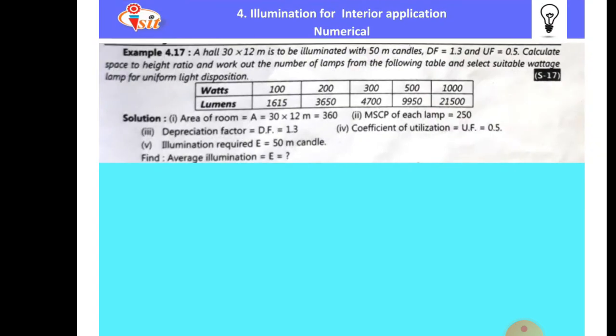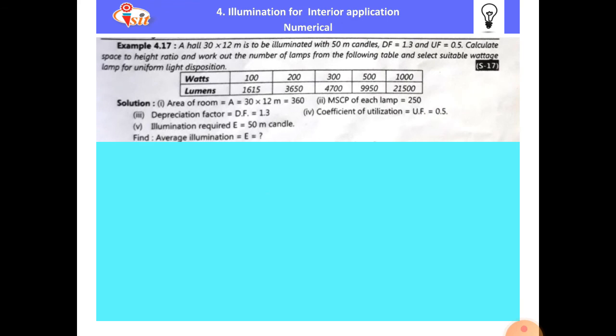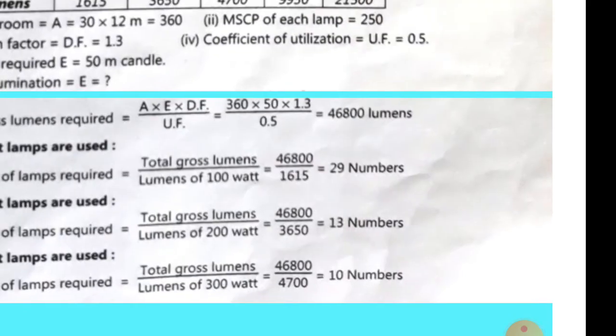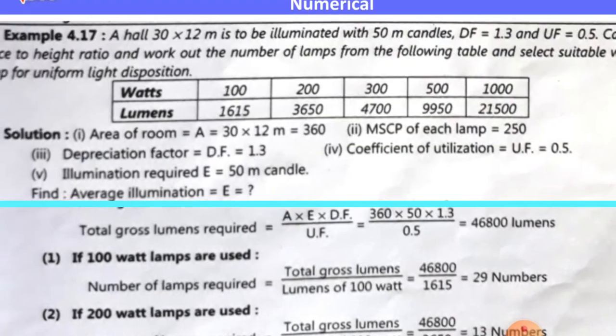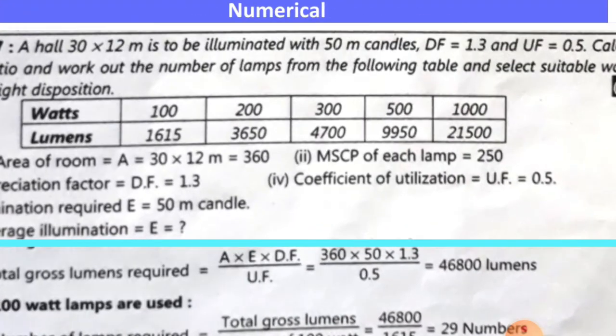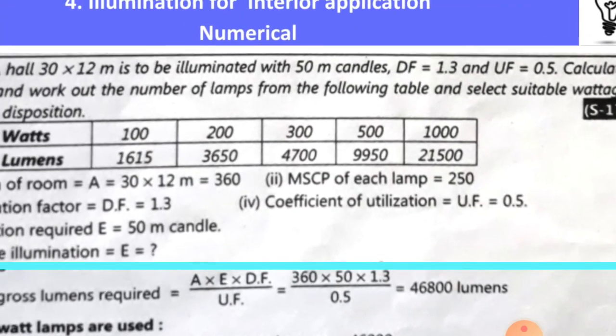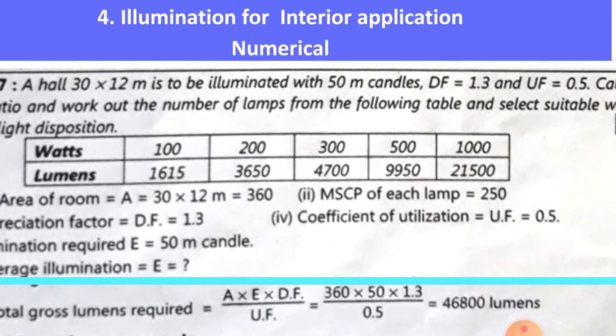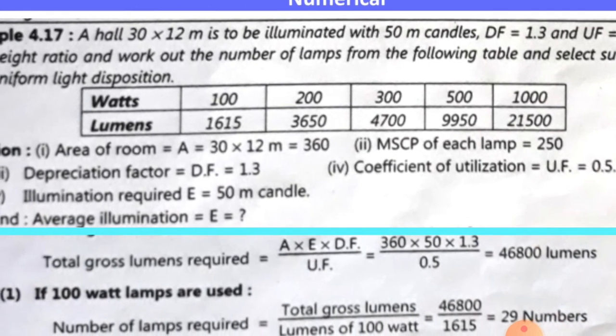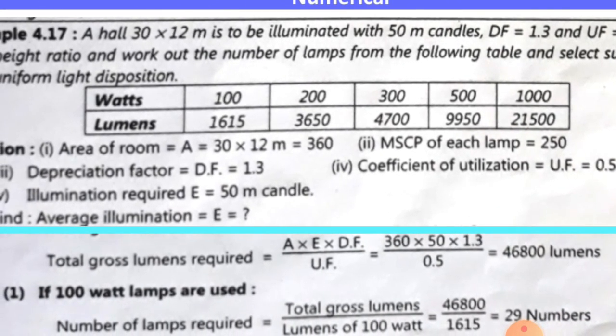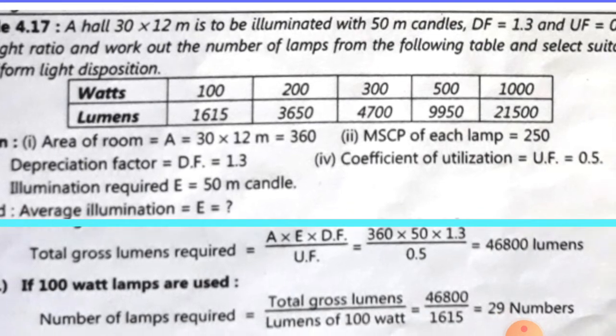Now, total gross lumens required for the particular configuration is area into depreciation factor divided by utilization factor. That is 360, the total area, 50 is the lumens required on the working plane, and 1.3 is the depreciation factor, divided by the utilization factor. So here the value comes to 46,800 lumens.